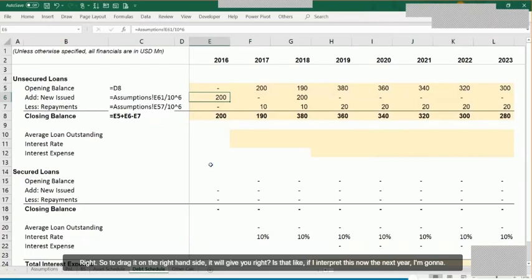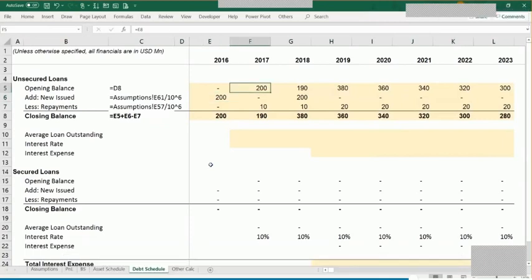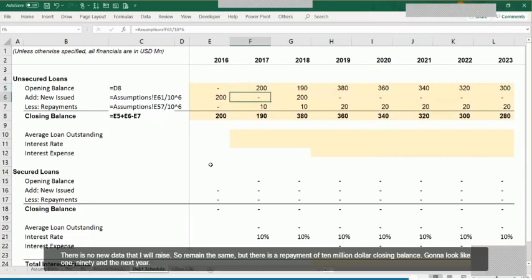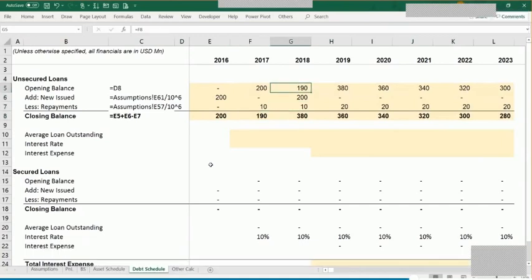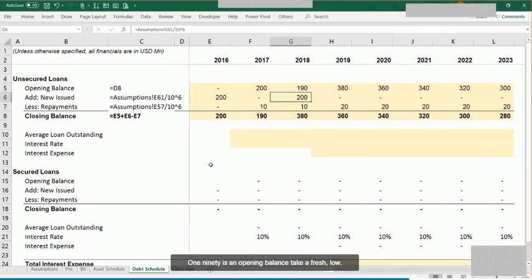Like if I interpret this now, the next year I'm going to start with 200. There is no new debt that I will raise, so it will remain the same, but there is a repayment of $10 million. So the closing balance is going to look like 190. And the next year, when I take 190 as an opening balance, take a fresh loan of 200 and repay $10 million, I am left with a net number of 380. This is how it works.